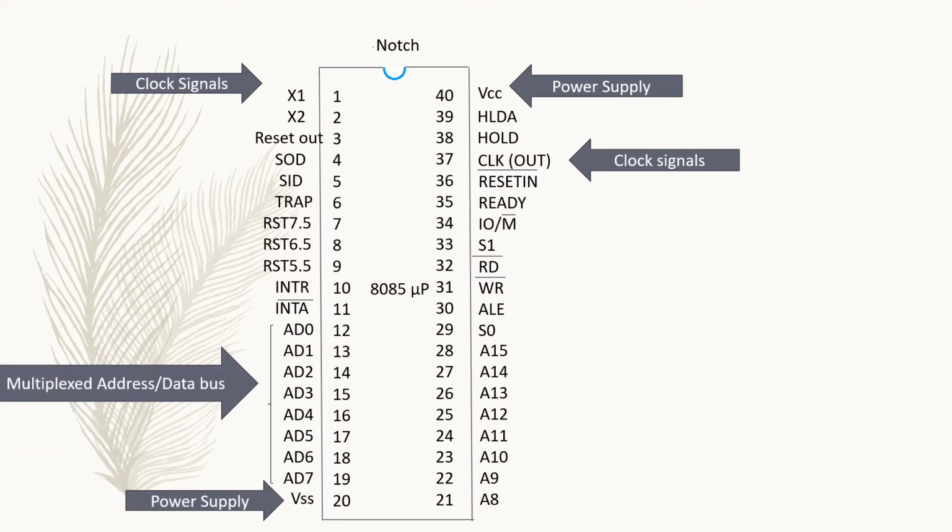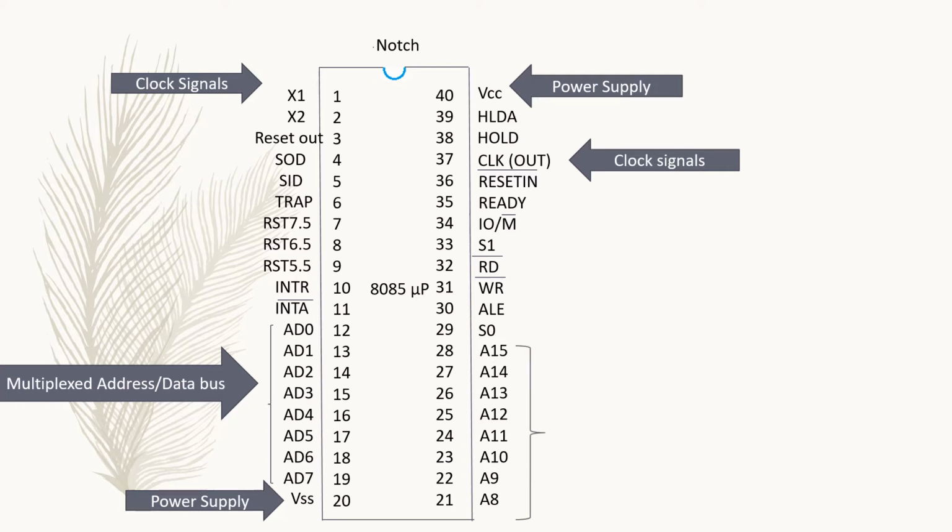Then we have the multiplexed address and data bus, which is done in order to reduce the number of lines. It is bidirectional. It does a dual purpose: it is treated as the lower order address bus as well as the data bus. It is separated by using a latch, that is the address latch enable.